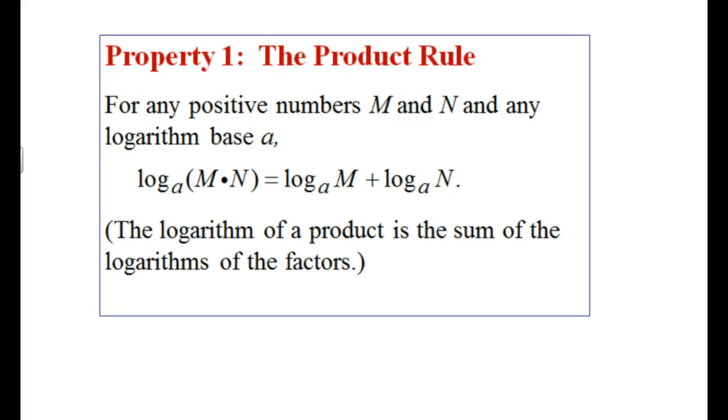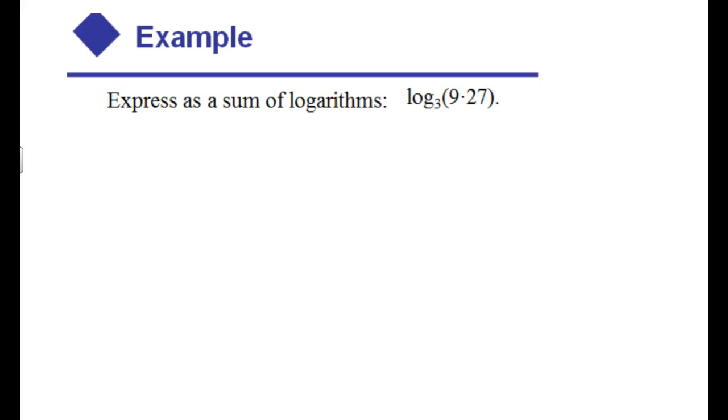Alright, so we're going to start out with the product rule, which says the log of mn is equal to the log of m plus the log of n. For example, if you have the log of 9 times 27, that's equivalent to the log of 9 plus the log of 27.